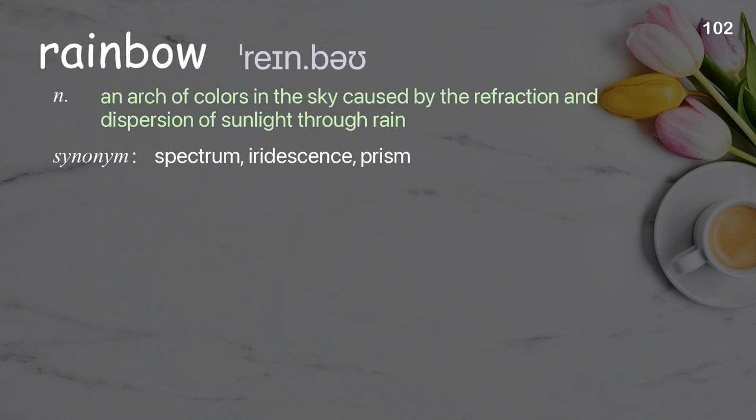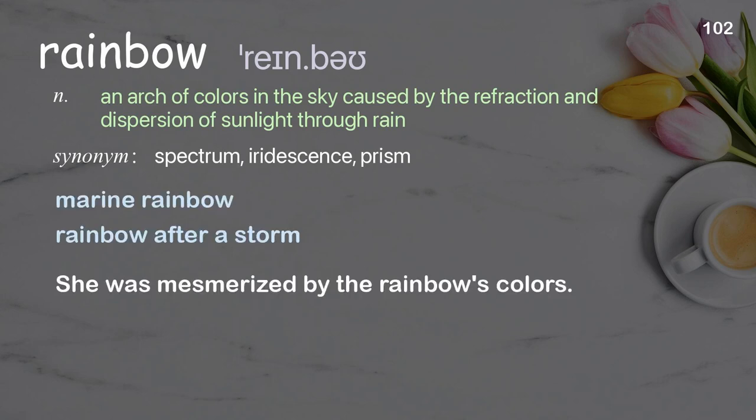Rainbow. An arch of colors in the sky caused by the refraction and dispersion of sunlight through rain. Examples: marine rainbow, rainbow after a storm. She was mesmerized by the rainbow's colors.